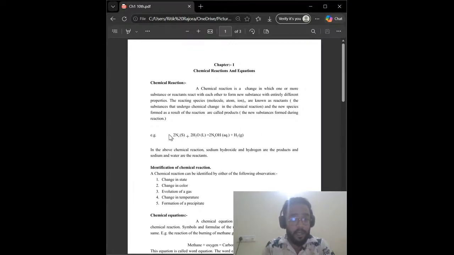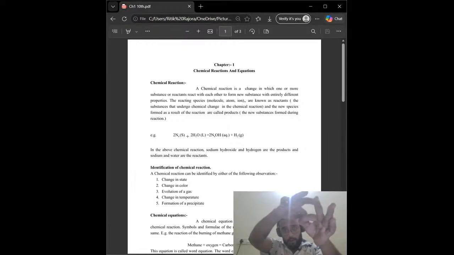Here is a simple example of a chemical reaction. How do I identify a chemical reaction? When I mix sodium and chlorine with each other, mix it, pour it, how do I identify that this is a chemical reaction?